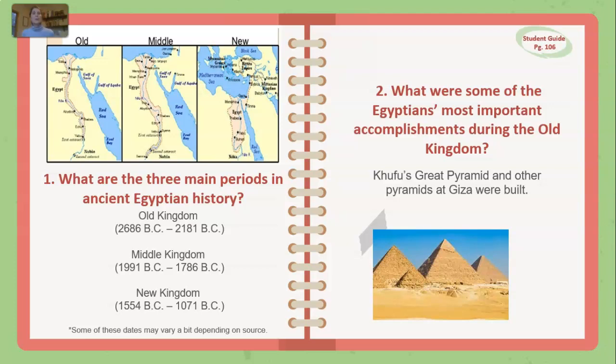Okay? Question number 2. What are some of the Egyptians' most important accomplishments during the Old Kingdom? Khufu's Great Pyramid and other pyramids at Giza were built.